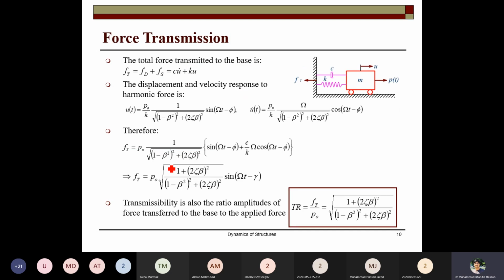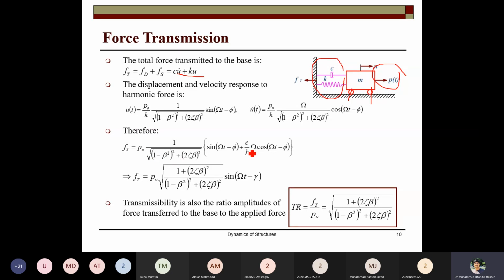And similarly, for the force transmission, if some force is applied but there is no ground motion, how much force is transferred to the ground? The two forces responsible for the transfer are the damping force and the spring force, so Cu dot plus Ku. Solving this problem, taking the velocity and the displacement, gives the force.